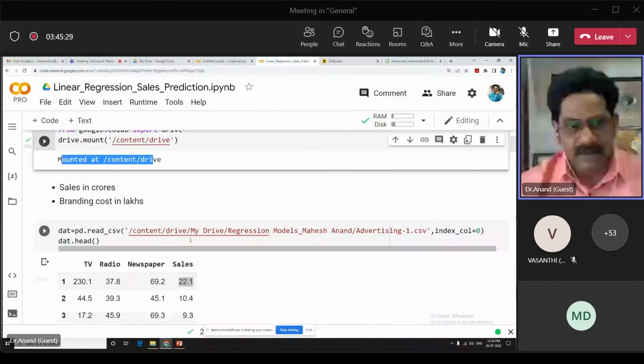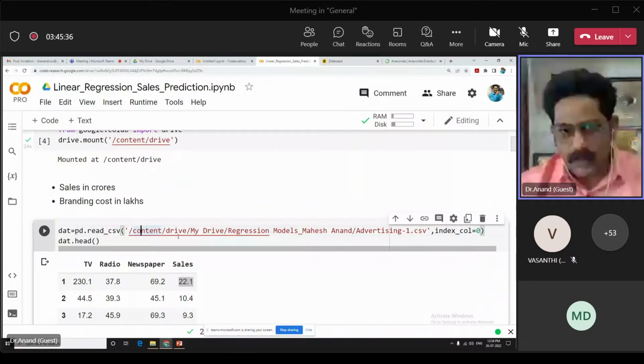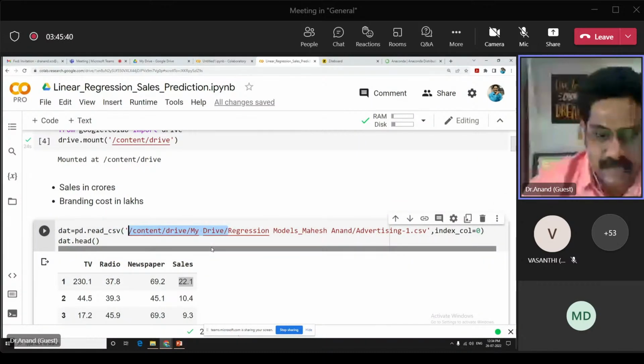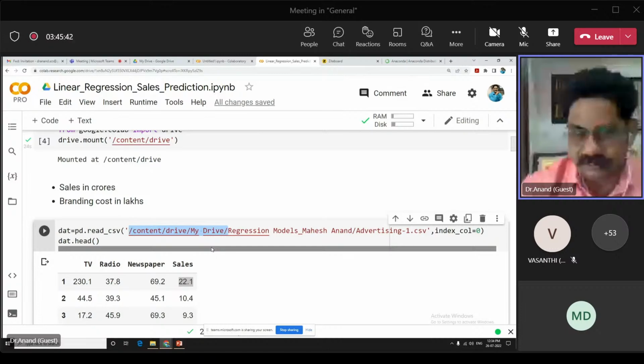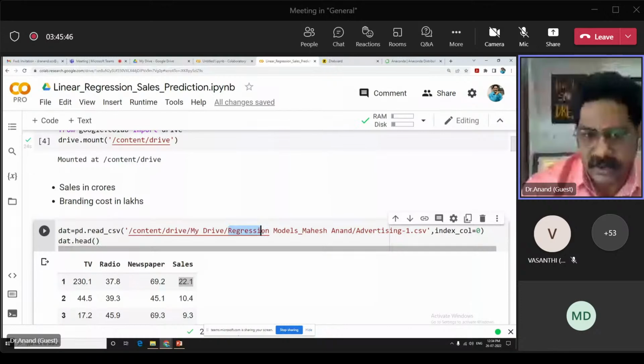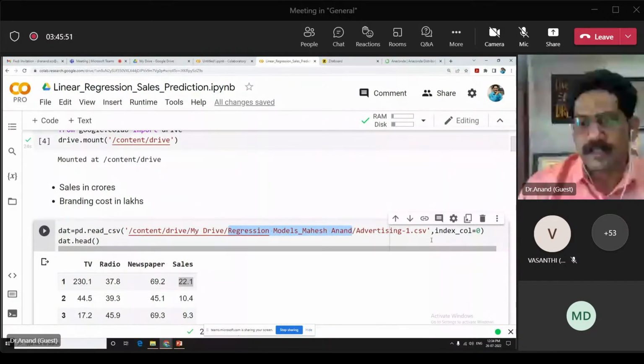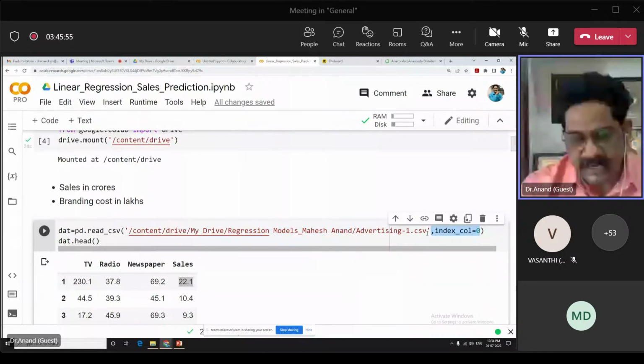The moment it got successfully mounted, using pd.read_csv, I have to specify the path. This path is common to everybody: content/drive, my drive, up to this step is common to everybody. Inside this, I have created one folder called Regressor Models Mahesh Anand. Inside that, advertising1.csv. I'll talk about this later on. Without this, let me load this first.